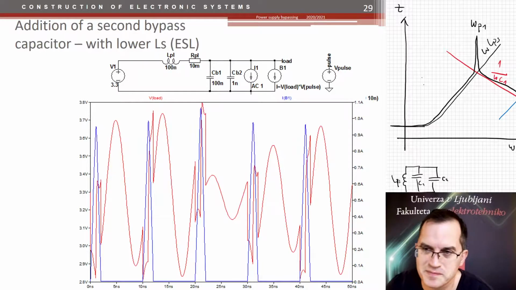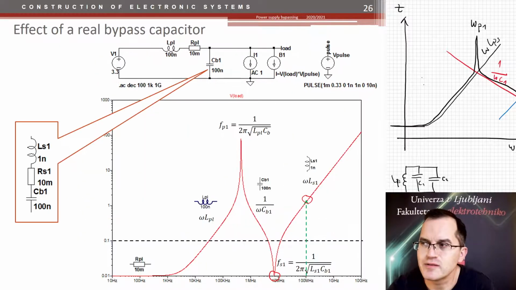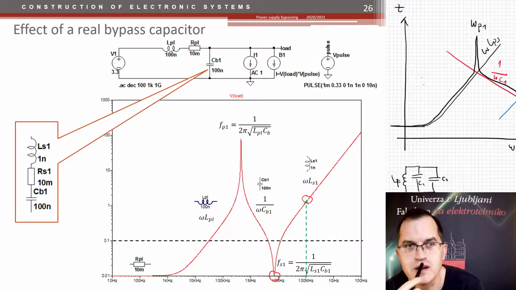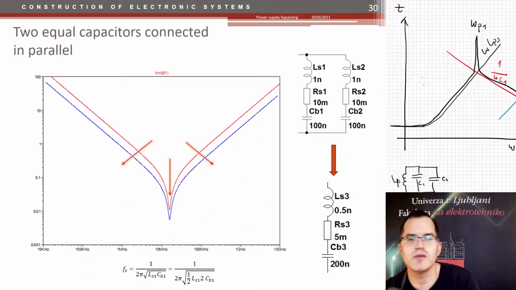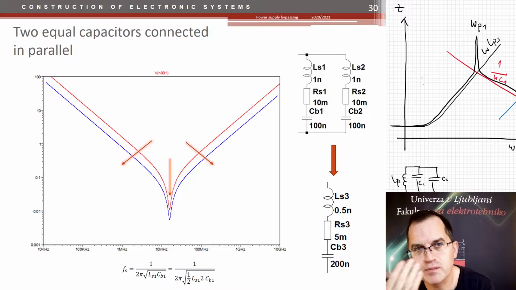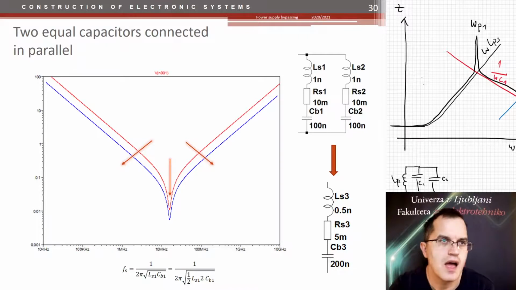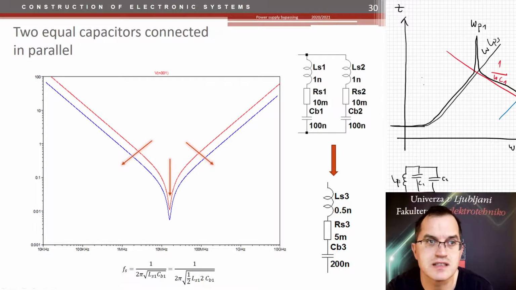So how to decrease the impedance at high frequencies? Not putting another capacitor of much lower value, but maybe putting more capacitors of the same value. Because if you put more capacitors of the same value, connecting them in parallel would increase their capacitance by the factor of n. N means the number of capacitors. And it would decrease the series inductance and series resistance by the same factor.